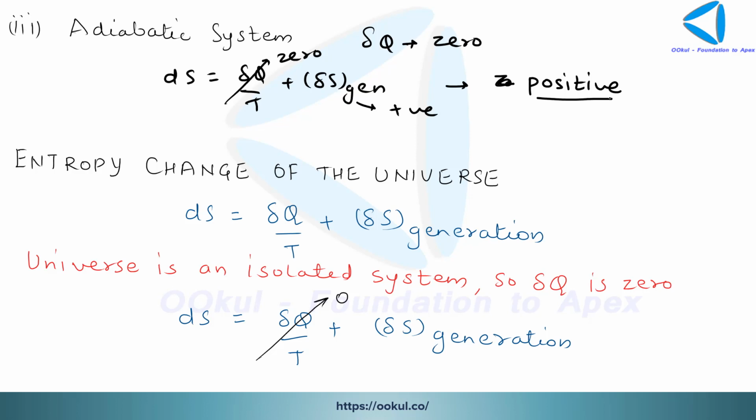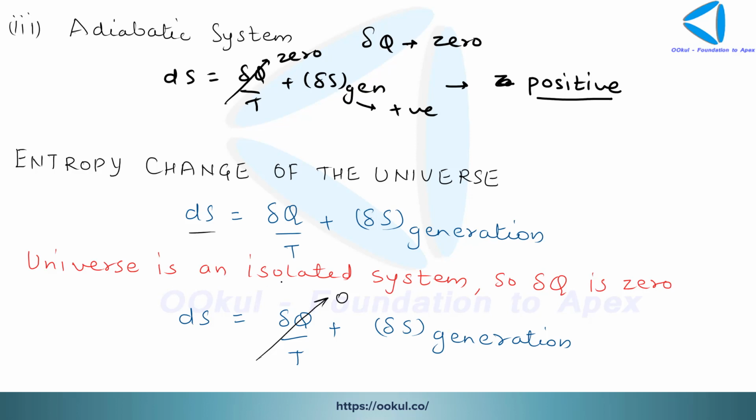Okay, so now we move forward. We see the entropy change of the universe. What is that? Let us see it. The general process we write as ds equal to del q by T plus delta S generation. This is the general expression that we have written.